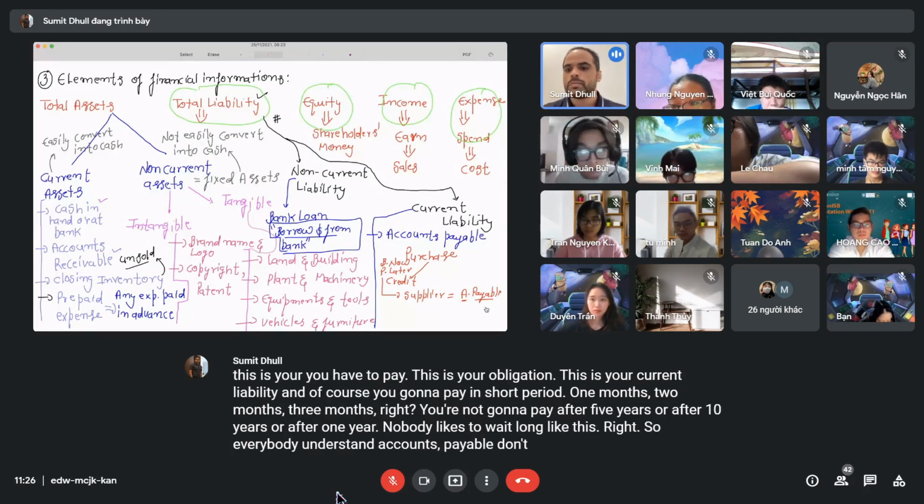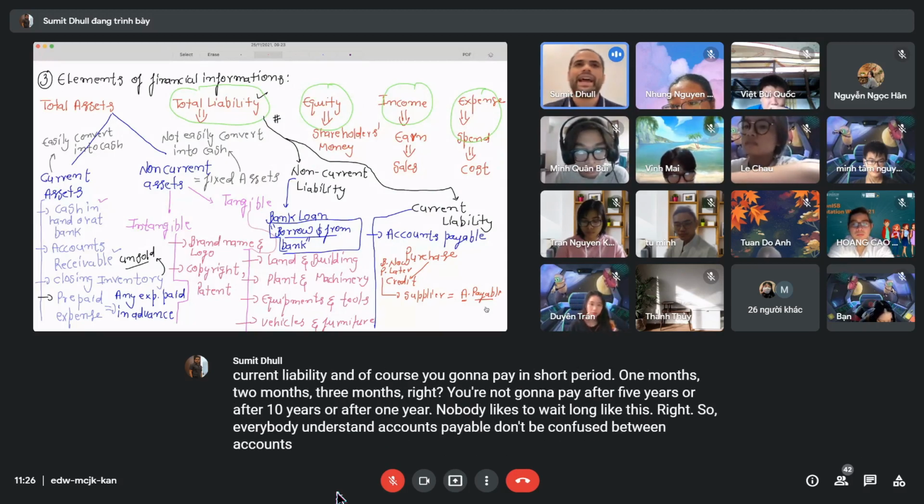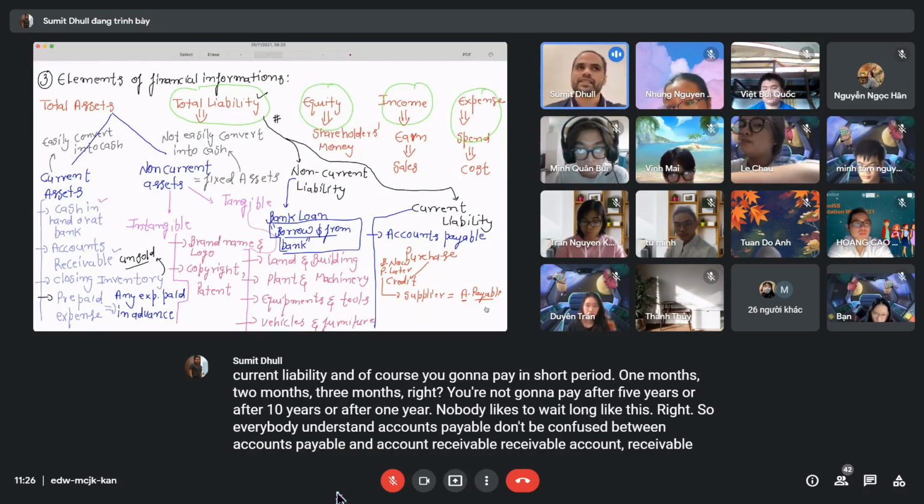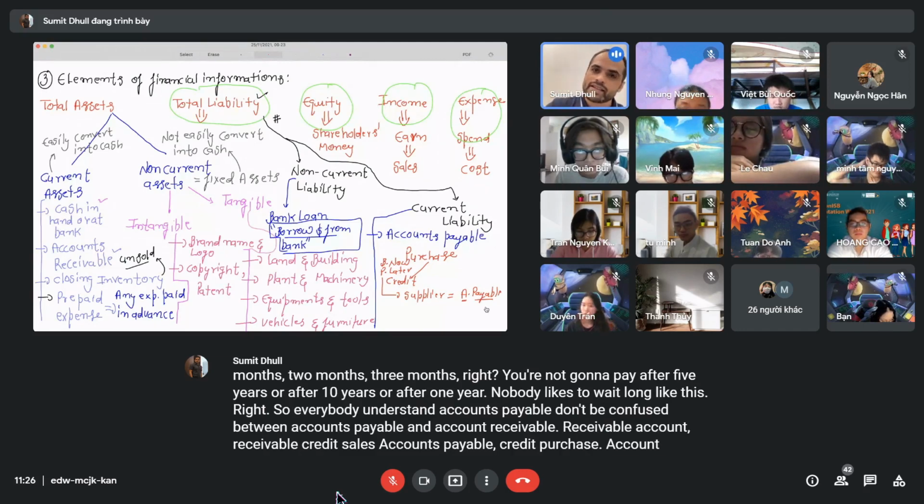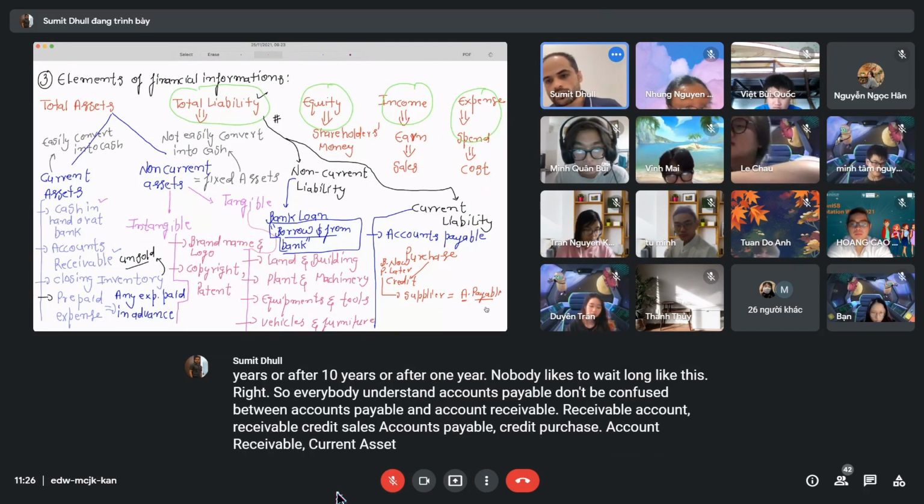Don't be confused between accounts payable and accounts receivable. Accounts receivable, credit sales. Accounts payable, credit purchase. Accounts receivable, current asset. Accounts payable, current liability.